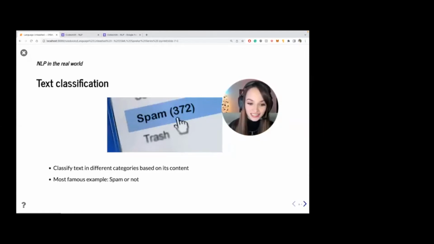The second example is text classification. Basically what this does is classify text into different categories based on its content. The most famous example that I'm sure probably all of you have used today, if you have an email account, is being able to detect if a given email is spam or not. When we go into text classification, there are different ways to approach it. We have binary text classification, for example, is it spam or not? But we also have multi-class classification if you have more than 2 categories. And we also have multi-label classification where a single item could have multiple labels.